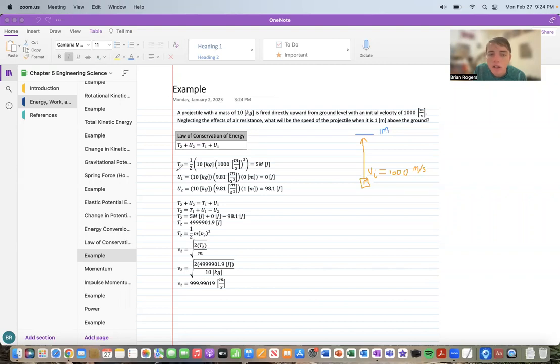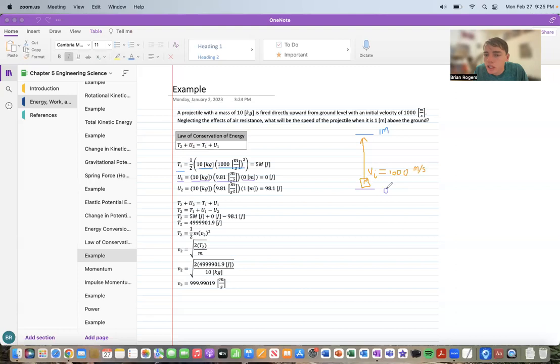And so here, we have to calculate the initial kinetic energy, which is 1/2 the mass times the initial velocity squared, so we're going to get 5 megajoules. And then calculating our initial potential energy, right here we have our mass times the local acceleration of gravity. And notice though, it does not have any potential energy because it's at 0 meters. It's at the ground initially.